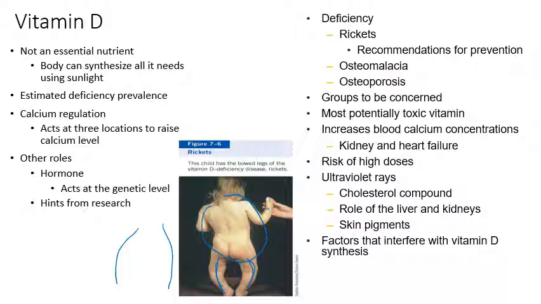Ultraviolet rays help with the cholesterol compound, with the role of the liver and kidneys, and it also deals with skin pigment, because the darker your skin, the slower you synthesize vitamin D in the sun. But if you have lighter, fairer skin, you synthesize vitamin D more quickly. There are factors that interfere with vitamin D synthesis, and we'll be talking about that soon.